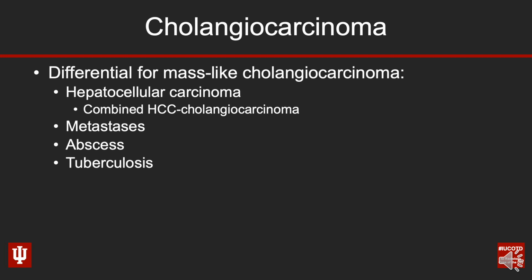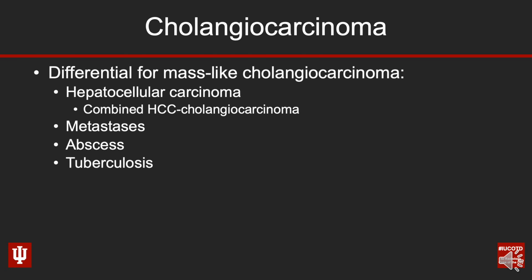There is a differential for each growth type of cholangiocarcinoma, but for mass-like cholangiocarcinoma, the differential would include hepatocellular carcinoma, metastasis, abscess, and tuberculosis. HCC is a more common primary liver malignancy, especially in cirrhosis, but combinations of HCC and cholangiocarcinoma may occur. HCC is pretty well characterized by its hypervascularity on arterial phase, followed by washout kinetics. HCC also commonly invades the portal veins, while cholangiocarcinomas should not. HCC should also not cause capsular retraction.